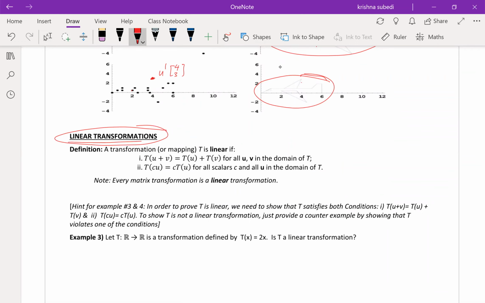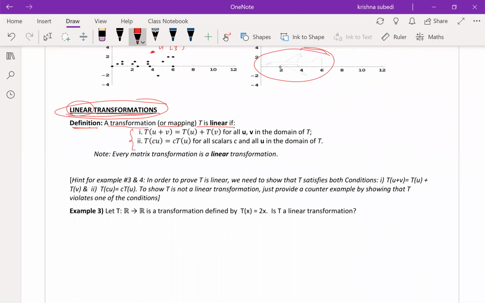What is linear transformation? We already know transformation. Transformation means it's kind of a function, right? It's just like a function. But what does that word linear mean? Okay, here is the definition. A transformation or mapping T is said to be a linear transformation if it satisfies these two conditions. All right, any transformation, any function that satisfies these two conditions, is said to be linear.